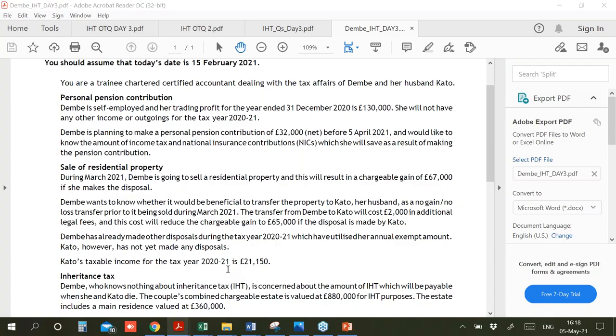Dembe is self-employed and her trading profit for the year ended 31st December 2020 is 130,000. So she's a high rate taxpayer. If she makes a 40,000 gross personal pension contribution, most of her income that was previously taxed at a high rate will now be taxed at the basic rate. She will not have any other income or outgoings for the tax year 2021. But standing at 130, I want to give you a hint. There is one more advantage that Dembe can claim by making the 40,000 contribution. What is that, apart from band extension?